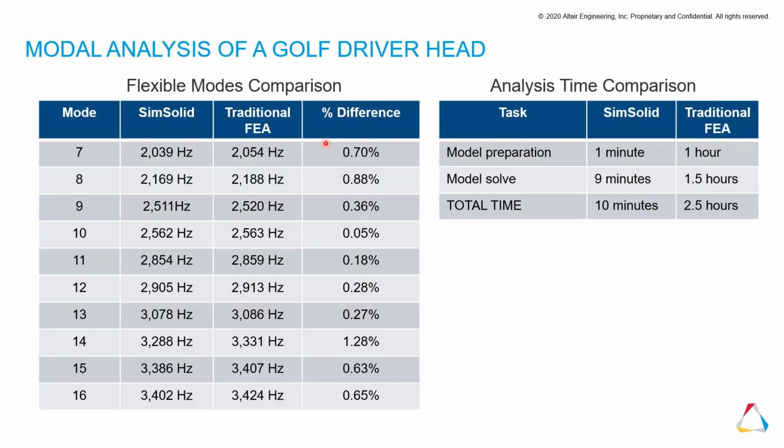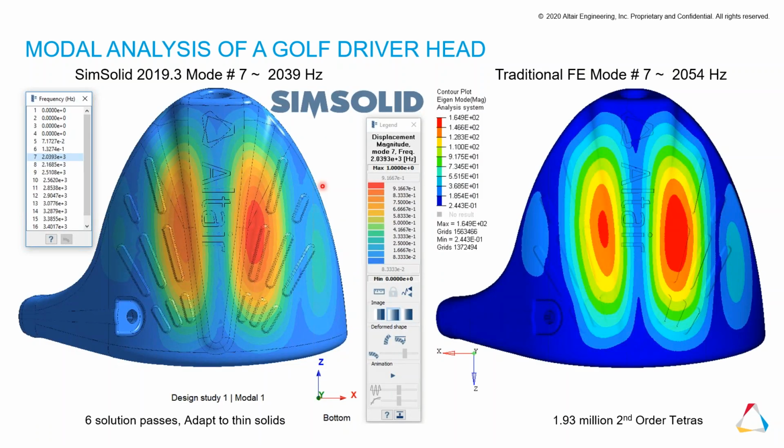So comparing the results, you can see the percentage of difference between both the solvers. So SimSolid and the traditional finite element analysis, you can see that we have a very small error of differences here, right? And comparing the speed of simulation to prepare the model, SimSolid can just be done in 1 minute, because once you read the CAD in, you apply the material, it's just one part, so there's no connection or anything.